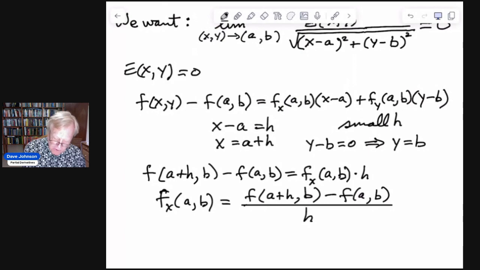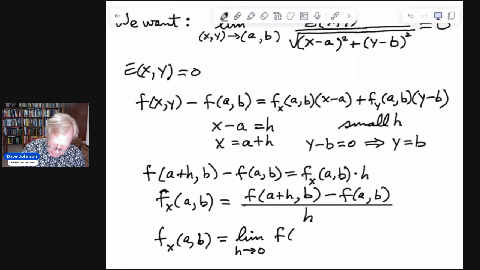But this was only true for small h. So in other words, the smaller the h, the more accurate the approximation. So that's the same as taking the limit. So we can rewrite this: f sub x evaluated at a comma b is equal to the limit as h goes to 0 of f of a plus h comma b minus f of a comma b all divided by h.